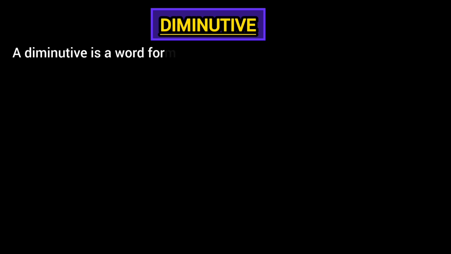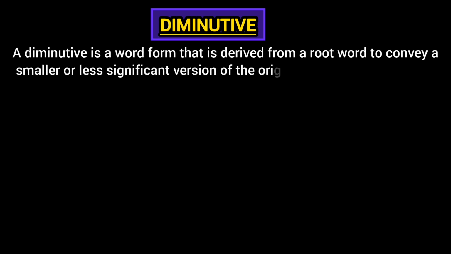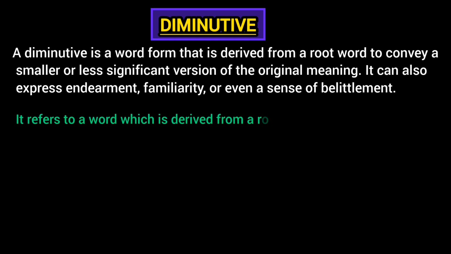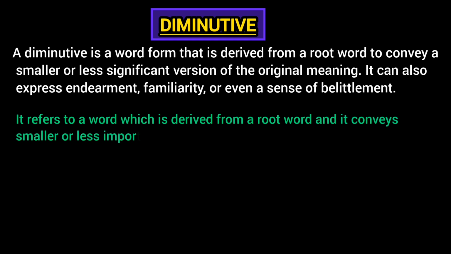Let's first learn diminutive. A diminutive is a word form that is derived from a root word to convey a smaller or less significant version of the original meaning. It can also express endearment, familiarity, or even a sense of belittlement. What does it mean? Simply, it refers to a word which is derived from a root word and it conveys a smaller or less important meaning.